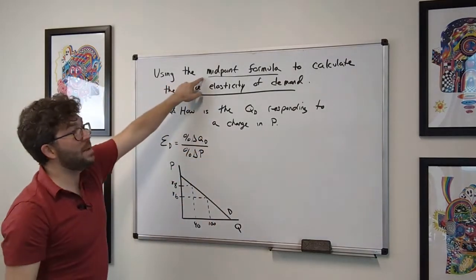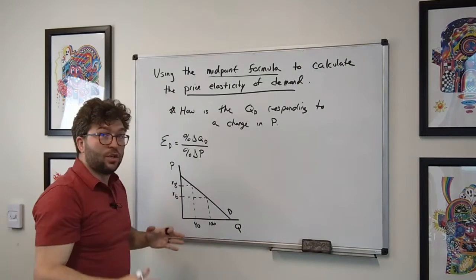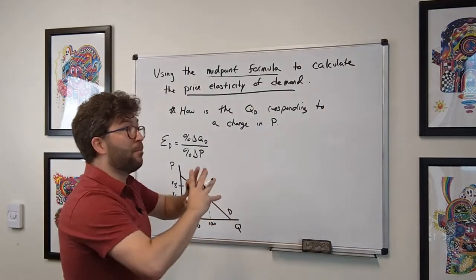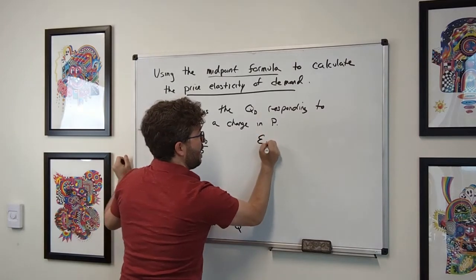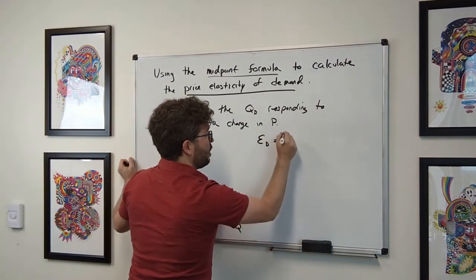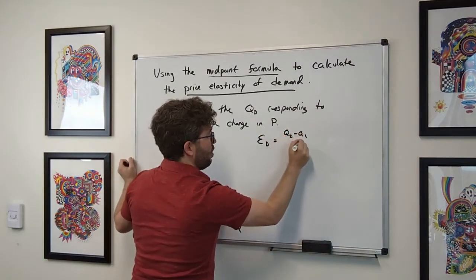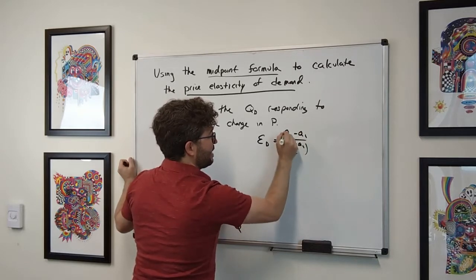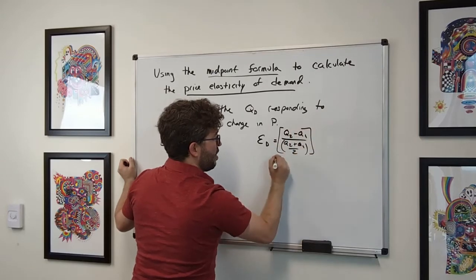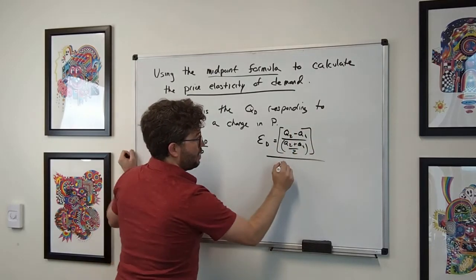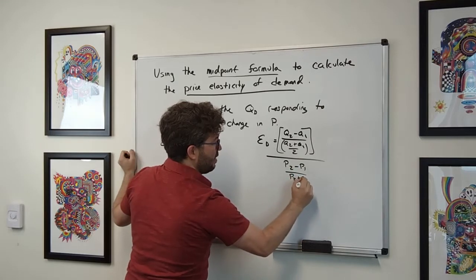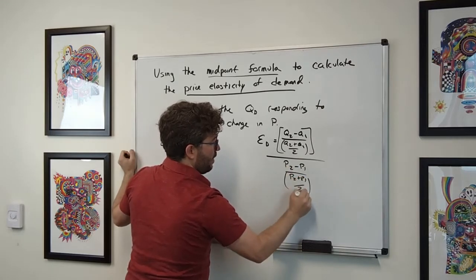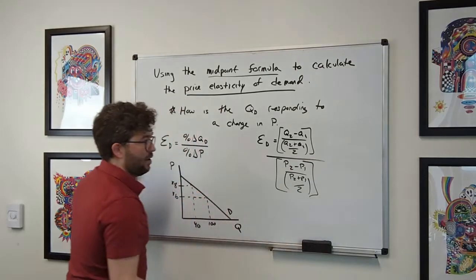This is where the midpoint formula comes in. So what is that midpoint formula? Now the drawn out formula the textbook's going to give you is going to be the following, right? The elasticity of demand is going to be Q2 minus Q1 divided by Q2 plus Q1 divided by 2. That's going to be your numerator. Divide that all out, P2 minus P1 divided by P2 plus P1 over 2. And that's going to be your denominator.